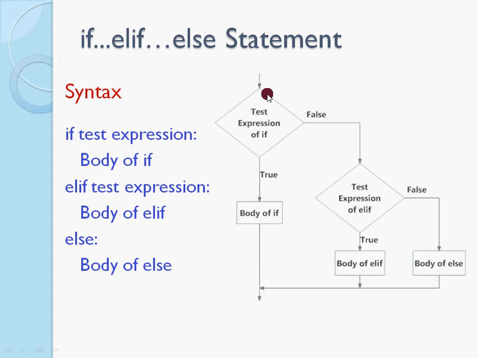So this is the flowchart explanation. First it checks one condition. If the condition is true, it executes the body of if and comes out of that conditional block. But if the condition is false, it is going to check for the next condition. Again, if that condition is true, then it executes the body of else if and comes out of that conditional block. It goes on like this. If all the conditions are false, then the body of else is executed and it comes out of that conditional block.